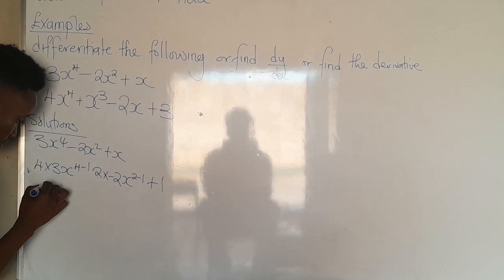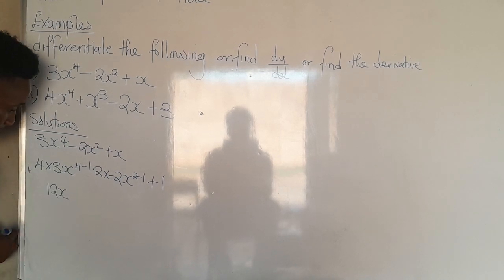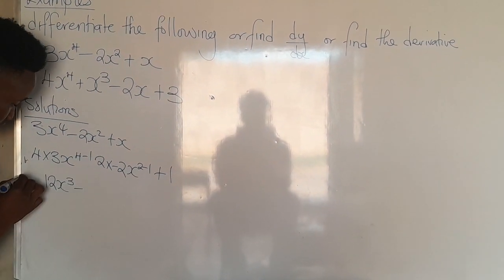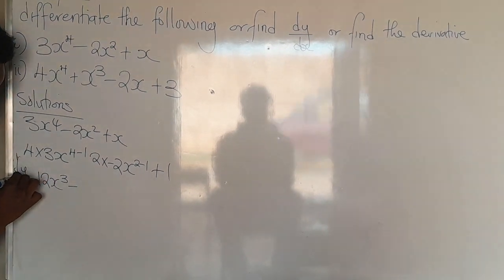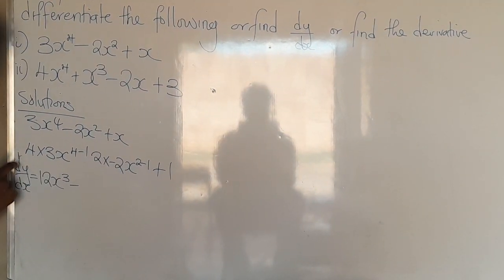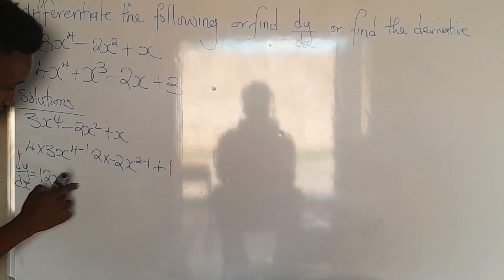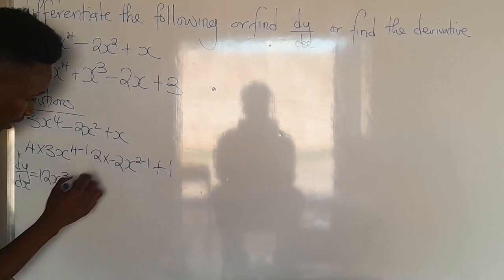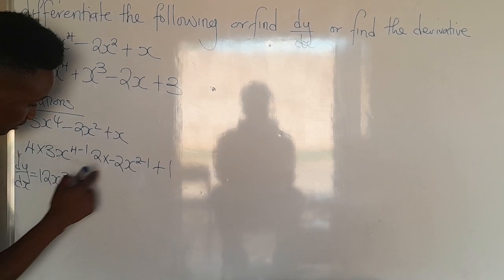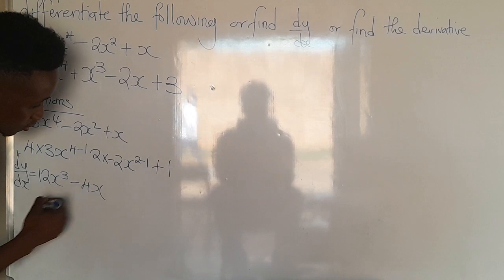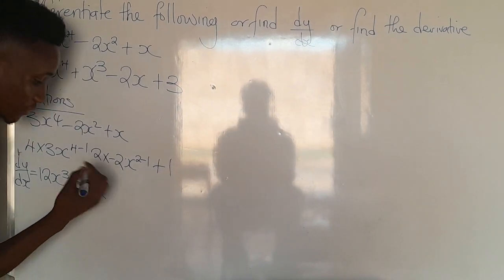So 4 times 3, we are going to get 12x, alright? Then 4 minus 1 will give us 3. So dy dx is equal to, don't forget to include the dy dx, 12x cubed minus 2 times negative 2 will give us negative 4x. Then 2 minus 1 will give us 1.